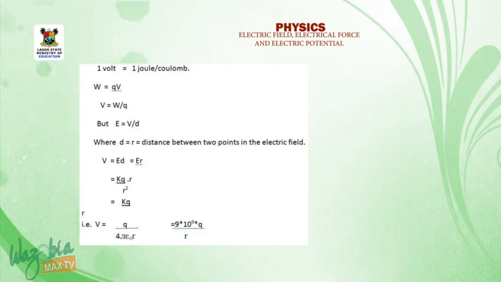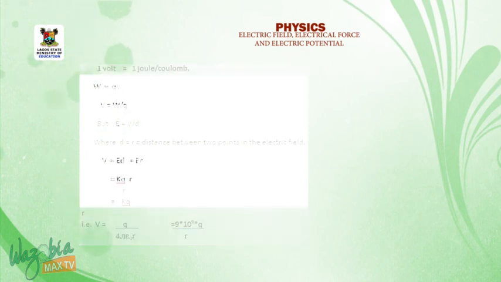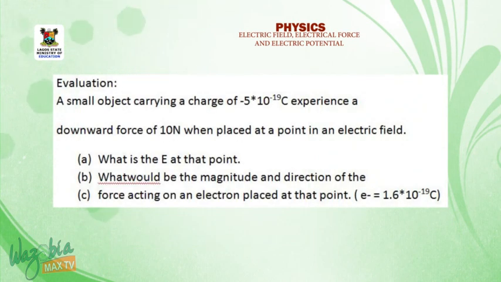From the above, let's solve a general question in form of evaluation to know whether you understand what I've been teaching. Question. A small object carrying a charge of minus 5 times 10 raised to negative 19 coulomb experiences a downward force of 10 newton when placed at a point in an electric field. A, what is the E at that point? B, what would be the magnitude and direction of the force acting on an electron placed at that point? Bracket open, E is equal to 1.6 times 10 raised to negative 19 coulomb, bracket close.